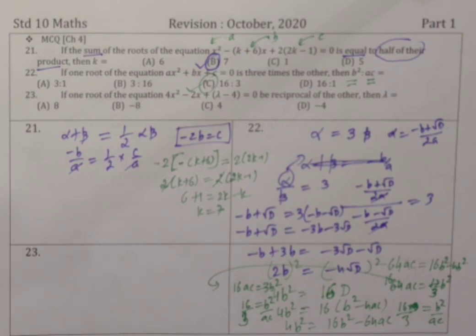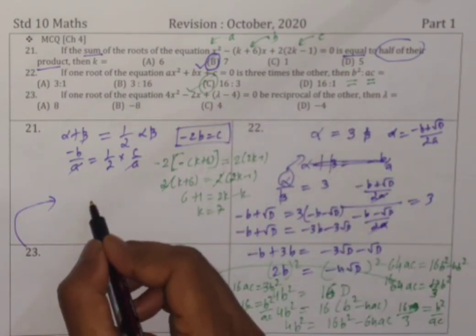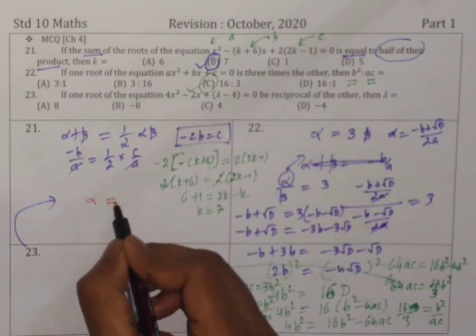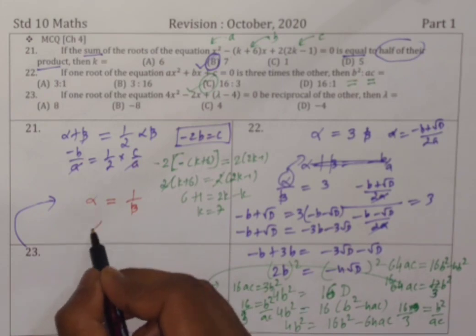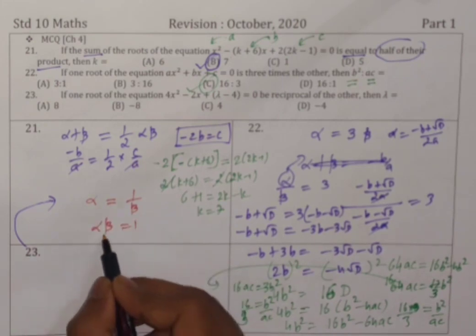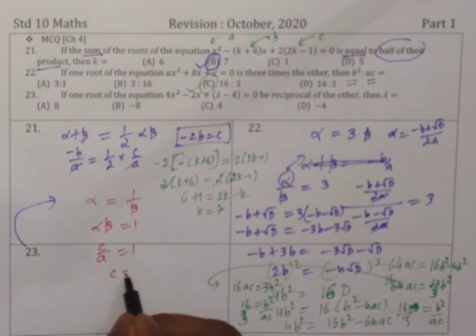Alright, the last one, number 23. Okay, I start from here. If one root of this quadratic equation is the reciprocal of the other, children, very interesting. Alpha is 1 upon beta. Reciprocal of each other. So alpha into beta is equal to 1. Alpha into beta is c upon a. That is 1. So c is equal to a.